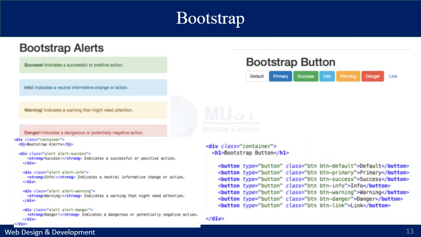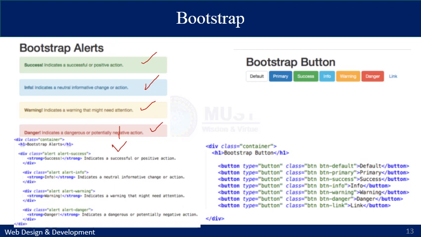Similarly, Bootstrap alerts use the same five classes. For success, you can use the success class, and likewise for information, warning, and danger. So the code is presented here. You can make use of this code in your application.